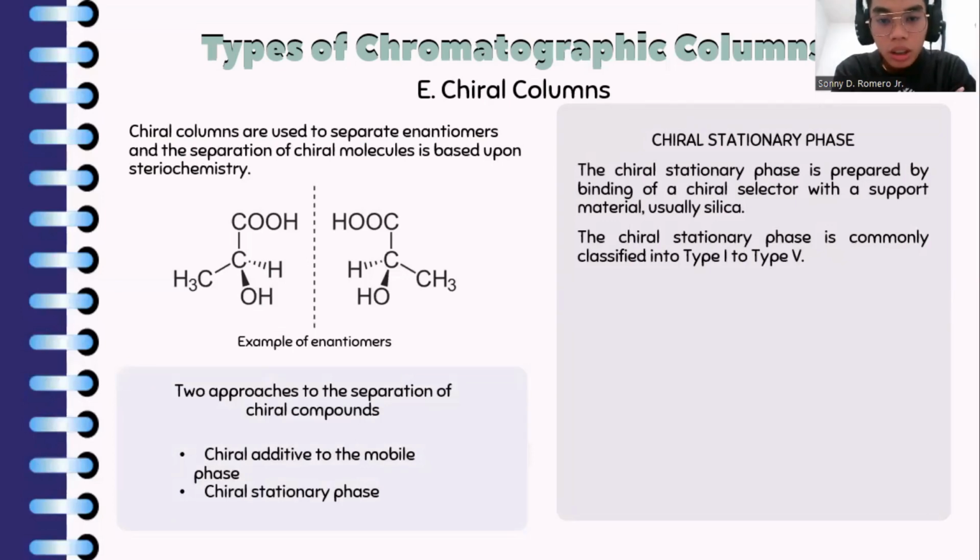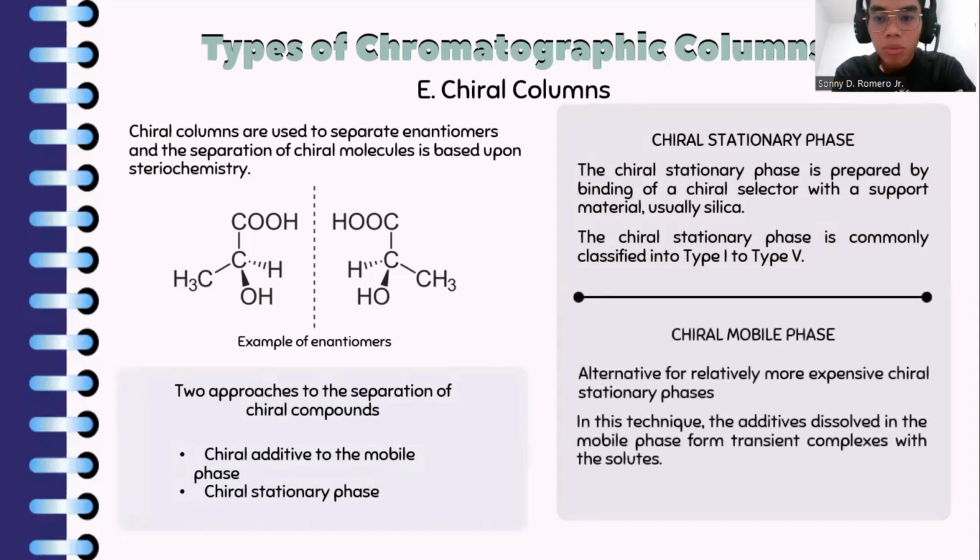And type 5 is the CSP is a protein, and the solute CSP complexes formed in these cases are a result of polar and hydrophobic interaction. So another one is the chiral mobile phase. Chiral mobile phase is used as an alternative for relatively more expensive chiral stationary phases. In this technique, the additives dissolved in the mobile phase form transient complexes with the solute.